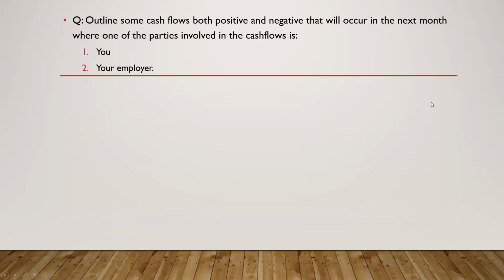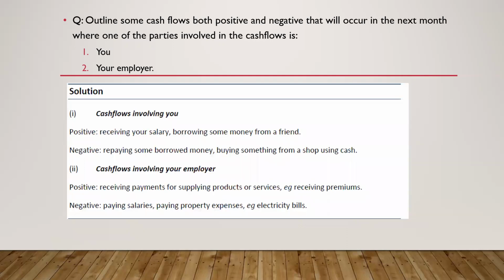Outline some cash flows, both positive and negative, that will occur in the next month, where one of the parties involved in the cash flow is you and your employer. So in the case of you, that is a person who is working in the company as an employee, the positive cash flows involved will be nothing but receiving your salary and borrowing some money from a friend. On the other hand, the negative cash flows will be nothing but the expenses incurred by you, that is repaying some borrowed money, buying something from a shop using cash. So if you buy something, you have to pay money in return.